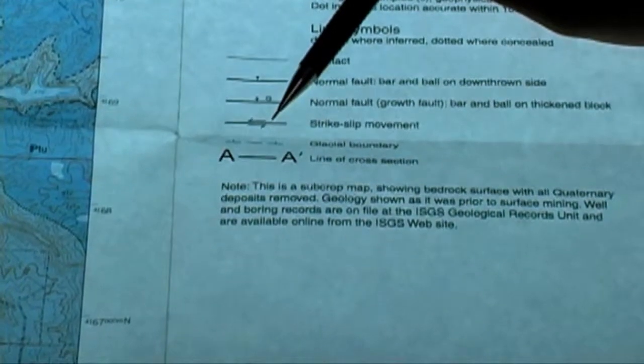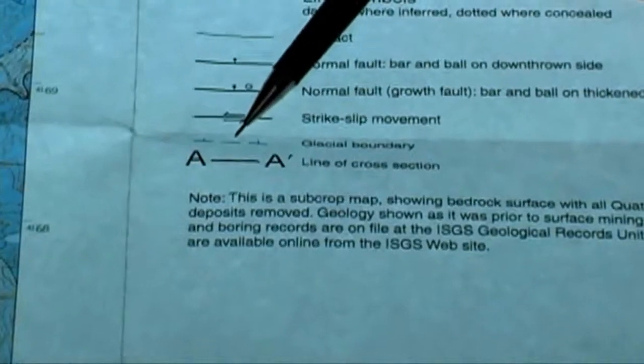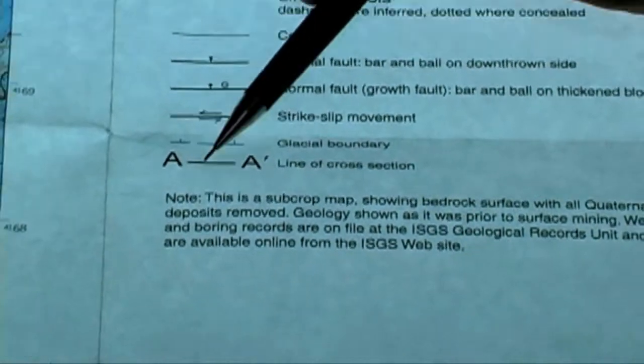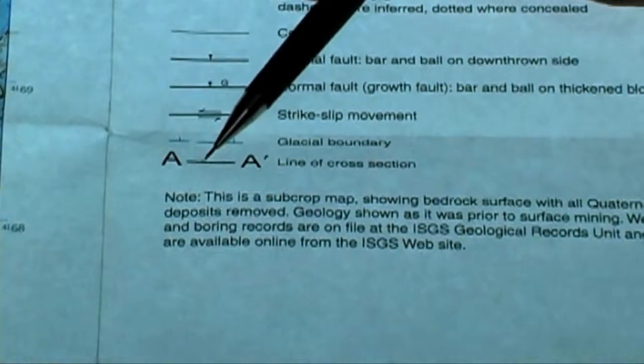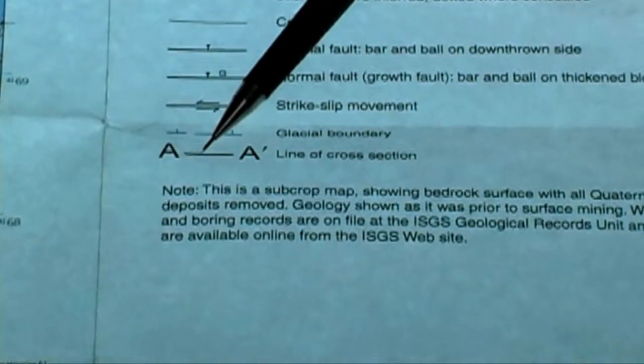Since we have the glacial boundary that lies halfway into this quadrangle, we've denoted it with this particular symbol, and we sort of made it up, but it shows something special on the geologic map. And then the line of cross-section, A to A prime. If you have a very complex area and you do several cross-sections, you usually use A to A prime, B to B prime, and go through the alphabet that way.